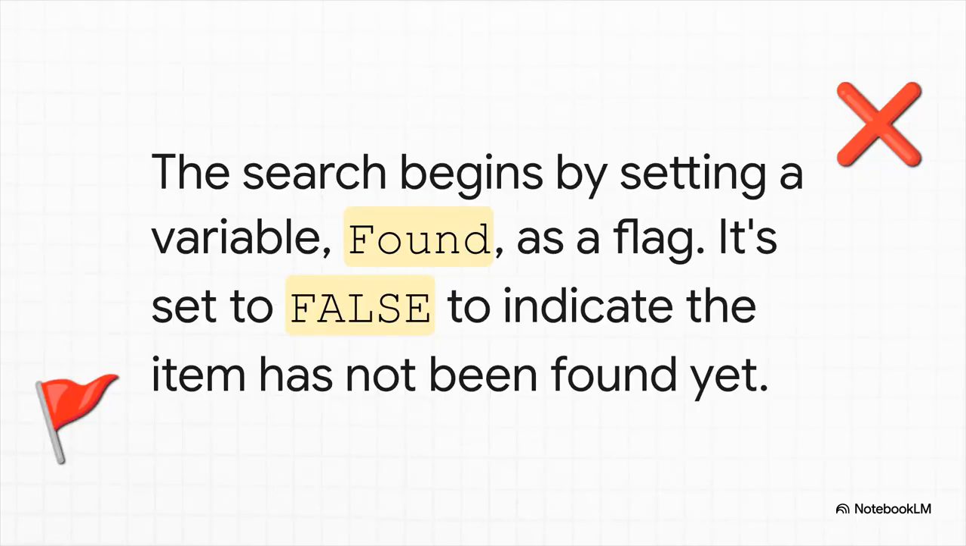Let's break it down. So the search kicks off by setting something called a flag. Just imagine you have a little sticky note that asks, found it yet? And you start with the answer, nope. That's what found false is doing. We just assume we haven't found what we're looking for until we actually find it.